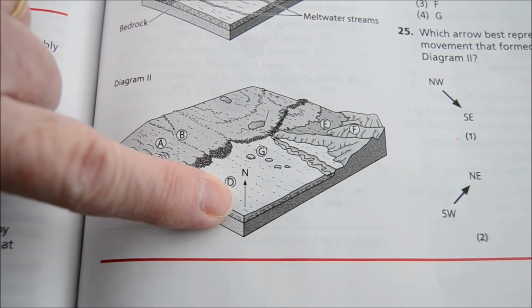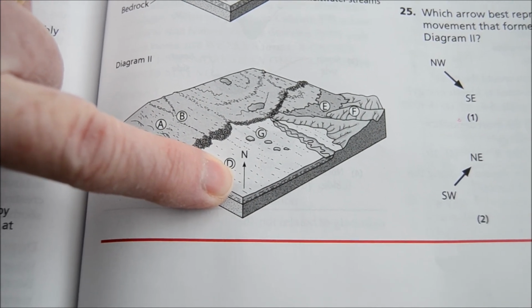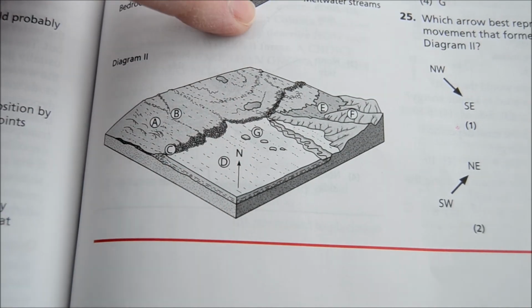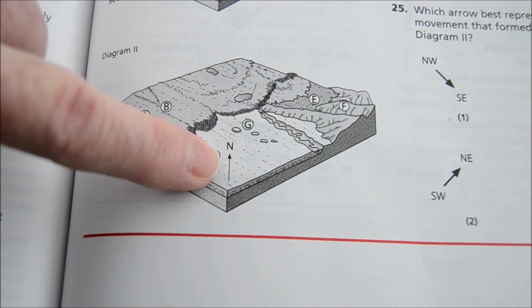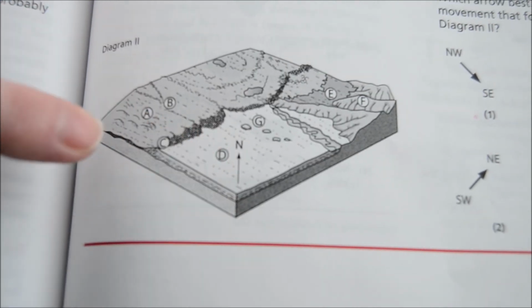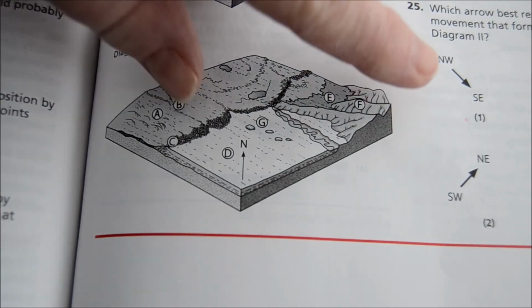Make sure you make a note that they're actually going to give you a direction arrow. North in some of these questions is not always towards the top. Sometimes north is to the side. So make sure you're really careful. Remember I said detail, detail, detail. So coming from the northwest, going southeast, answer number 1.